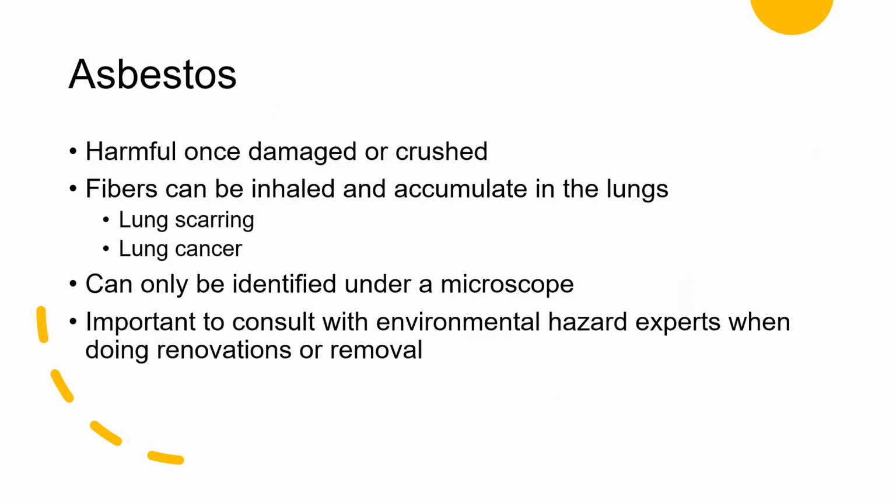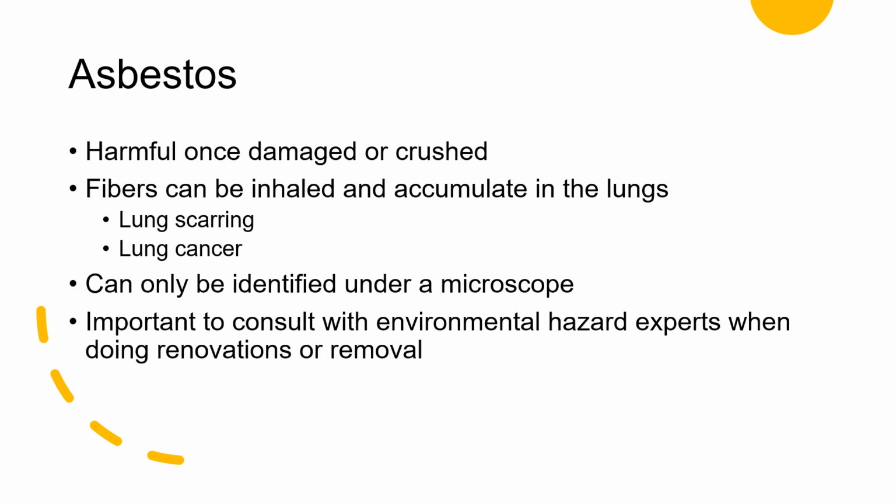It's important to note that when asbestos is intact, it's not considered harmful. So, for example, if you have some sort of insulation material or siding that is intact and hasn't been damaged in any way and it contains asbestos, it's not considered to be harmful. However, it does become harmful once it is damaged or crushed.